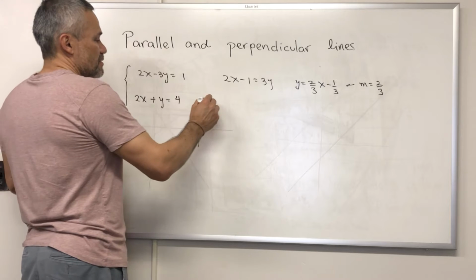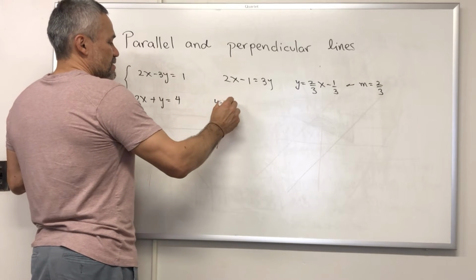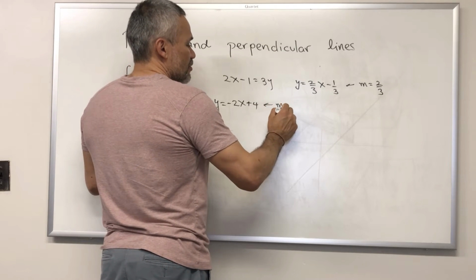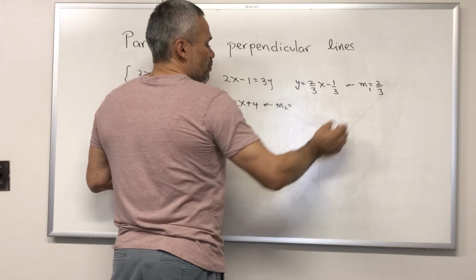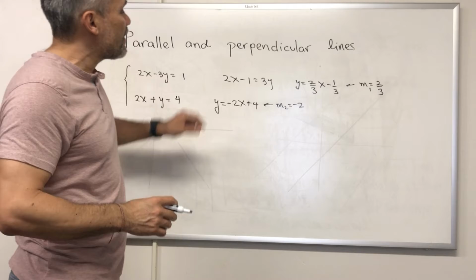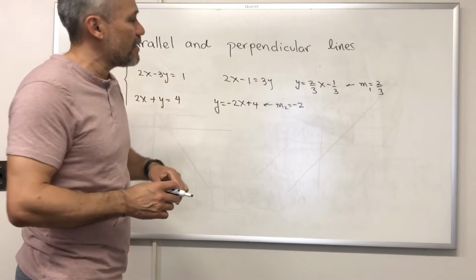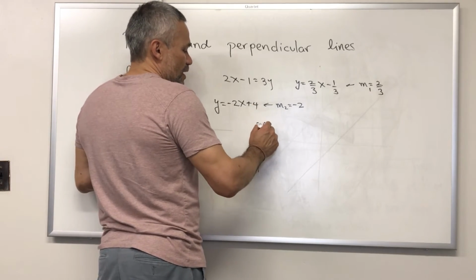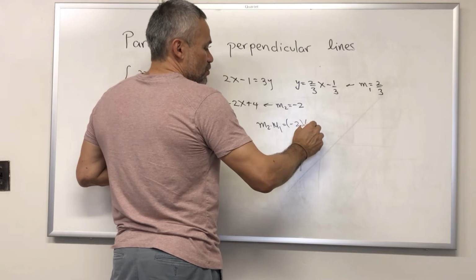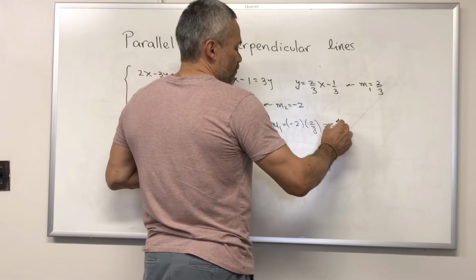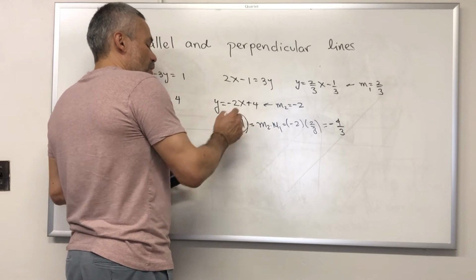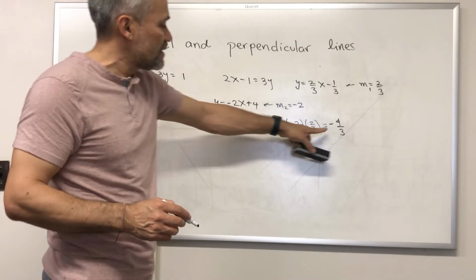Let's see this line. We can solve for y. Then this is -2x plus 4. And that means that the slope of this line, let's call this the slope 2. Let's call this the slope 1. The slope 2 is -2. That means that they are not perpendicular and they are not parallel. Notice that if I do m2 times m1, I get that this is -2 times 2/3 and this is -4/3. If they were perpendicular, this product should have been -1, but this is not the case.